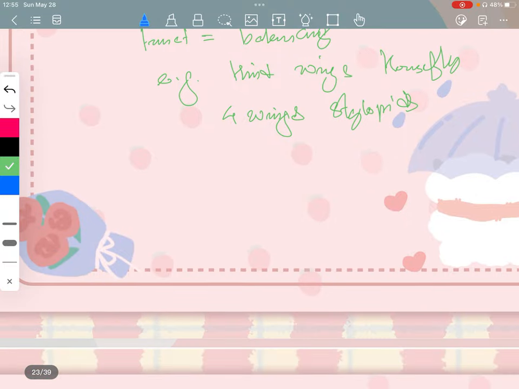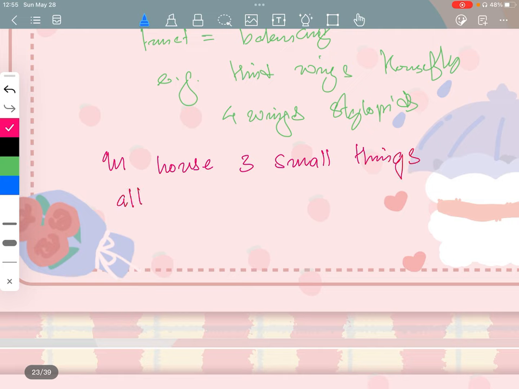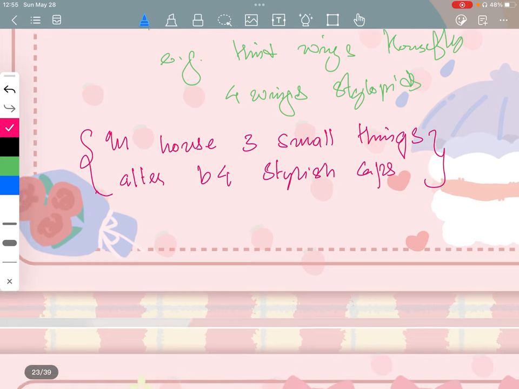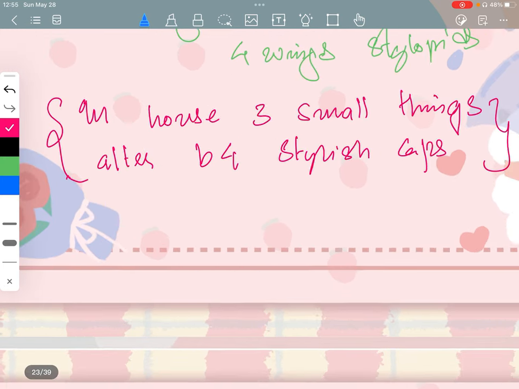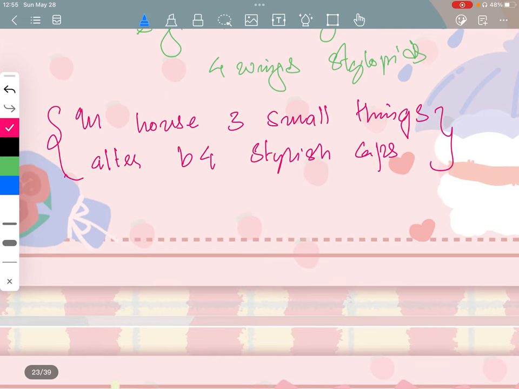So here I've made a sentence, you can just note it down: In house, three small things alter before stylish caps. This sentence is a bit weird, but still it's how I made it. You can make one on your own also, and then you can remember by your own. How did I remember?